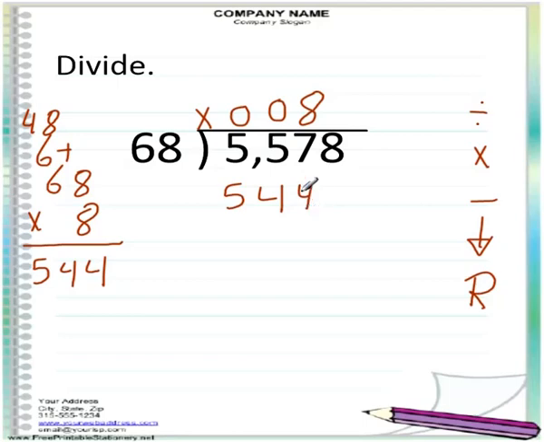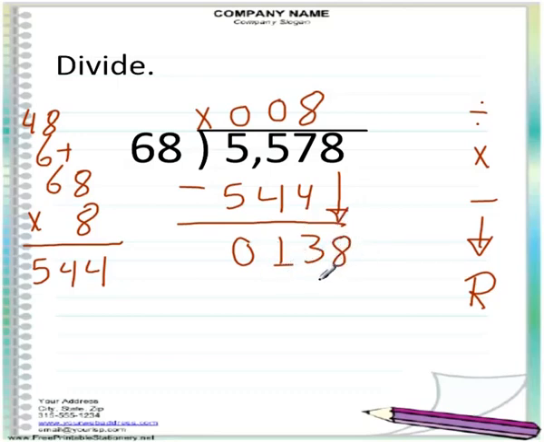So here 544. We divided, then we multiplied. Now the third step is to subtract. 7 minus 4 equals 3. 5 minus 4 equals 1 and 0. The fourth step is to bring down. We will bring down the 8.